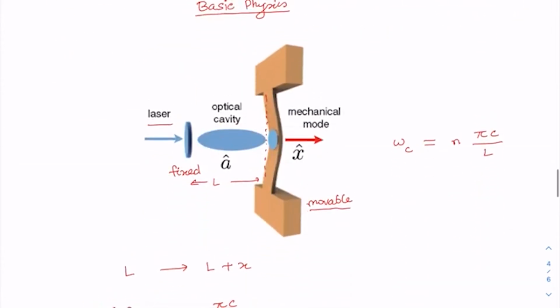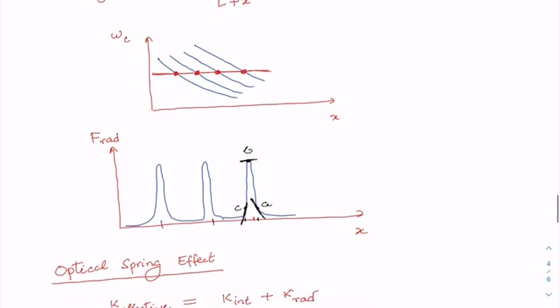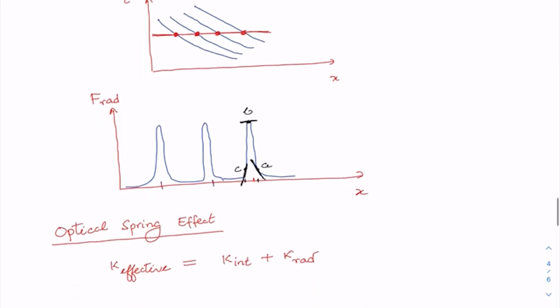After that, we started discussing the basic physics of a cavity optomechanical system in a qualitative way, assuming that the photon incident on this movable mirror reacts instantaneously to the position of the mechanical mirror. We can assume this provided the mechanical mirror moves very, very slowly. So this is basically the static case, and under this static case we discussed the so-called optical spring effect.